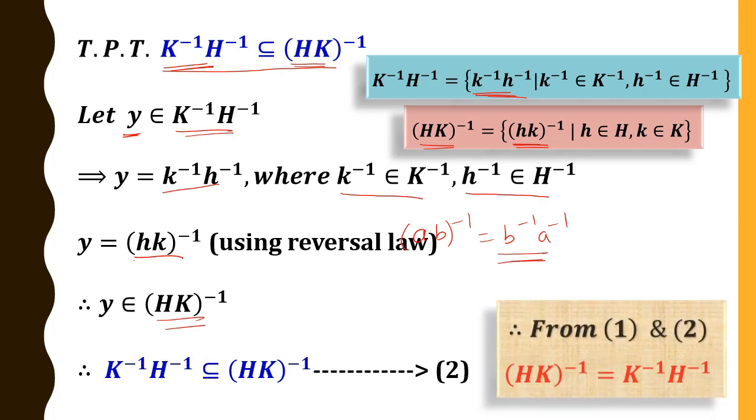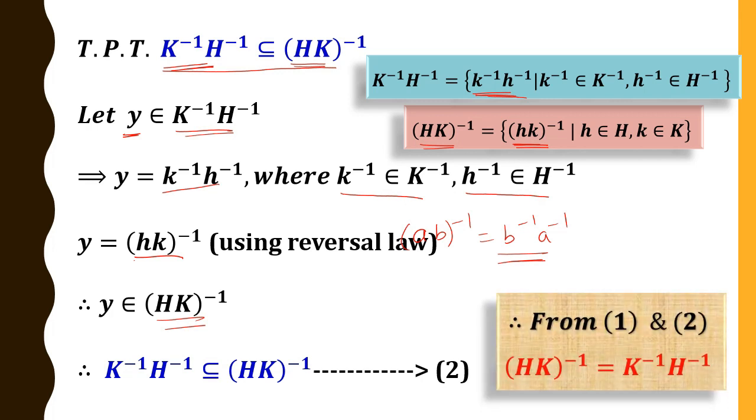Therefore, from 1 we have proved that (HK)⁻¹ is a subset of K⁻¹H⁻¹, and from 2 we have proved that K⁻¹H⁻¹ is a subset of (HK)⁻¹. Therefore, from 1 and 2, (HK)⁻¹ is equal to K⁻¹H⁻¹. This completes the proof.